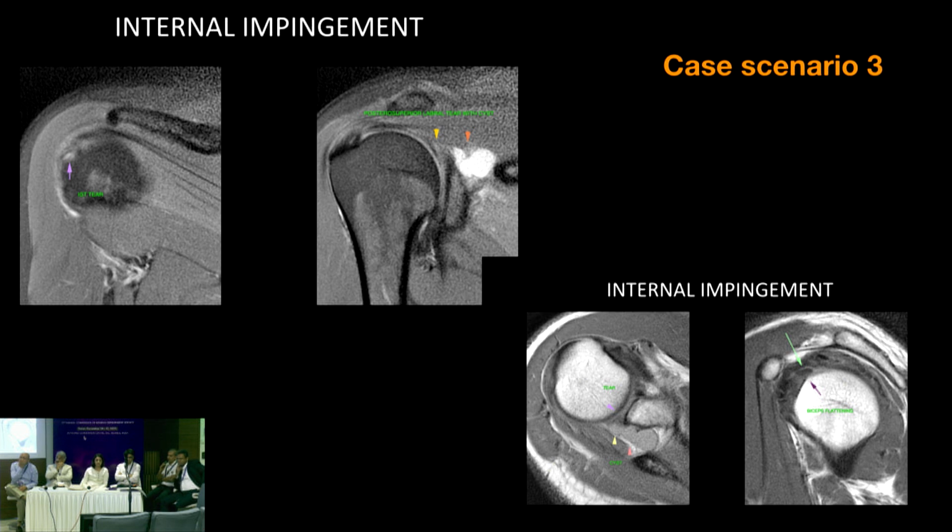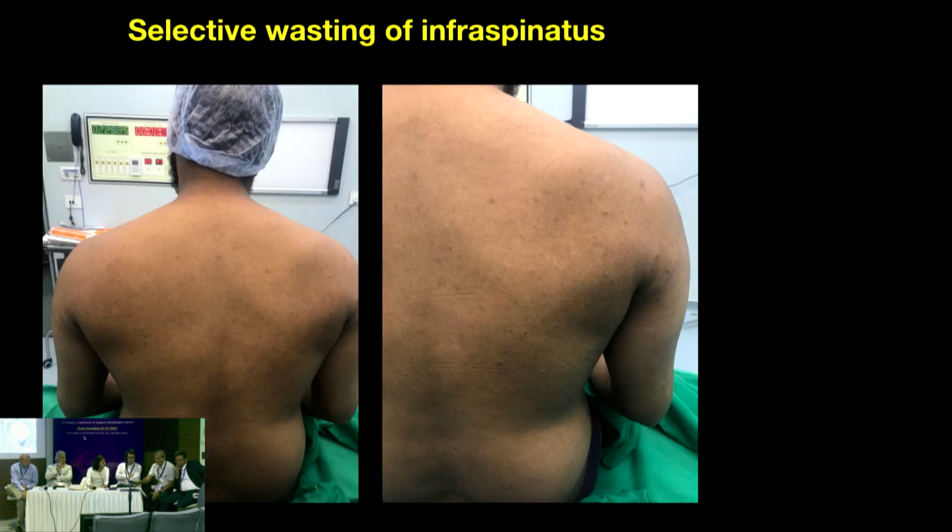Coming to AC joint quickly, there are dedicated views for the AC joint called the Zanca view, where you just tilt the X-ray beam cephalad by about 10 degrees and it gives you an entire nice profile of the AC joint and tells us if there are any osteophytes, etc., which need to be taken care of. Obviously, all this will be covered on the MRI, and we'll quickly come to that.